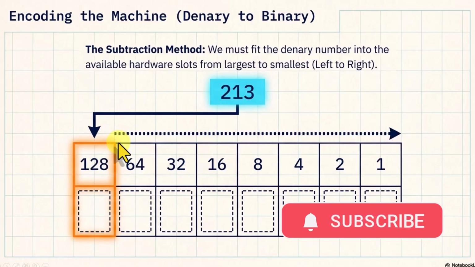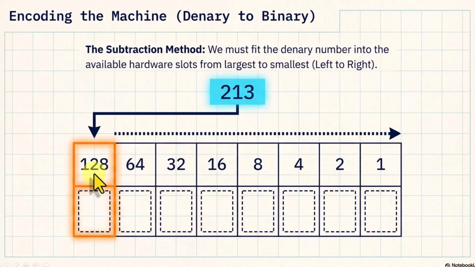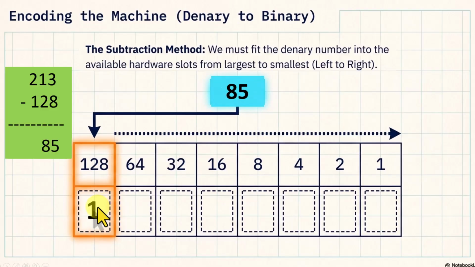If we can make this place value out of the number, we write 1, otherwise we write 0. If we make it, we subtract that place value. So out of 213, can I make a 128? Yes, so it becomes 1, and 213 minus 128 is 85. Now out of 85, can I make 64? Yes, so again 1, and 85 minus 64 is 21.